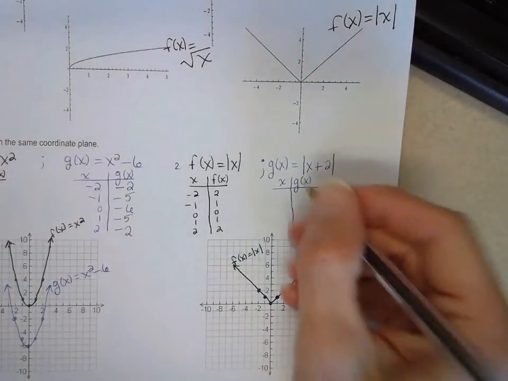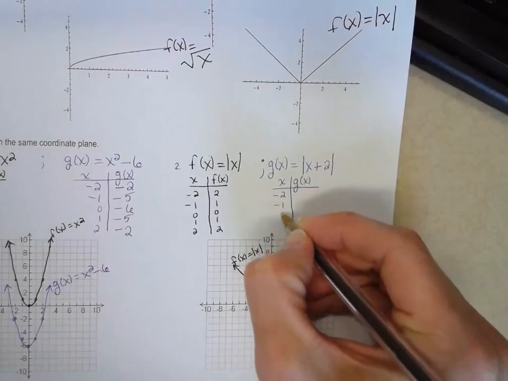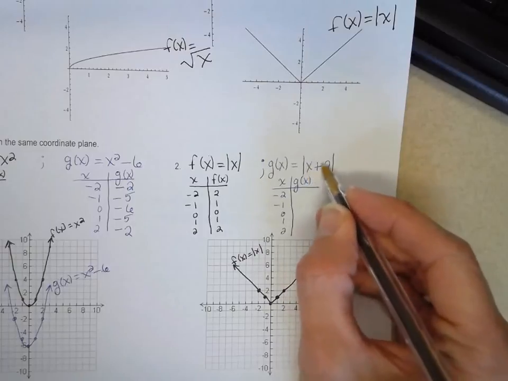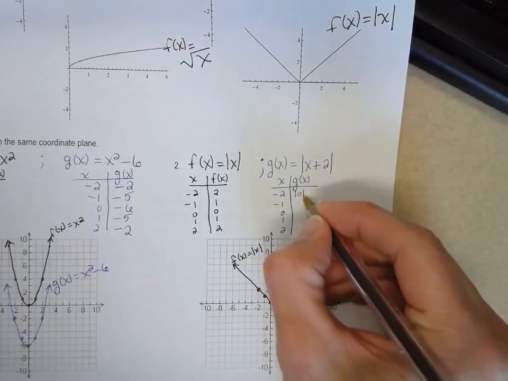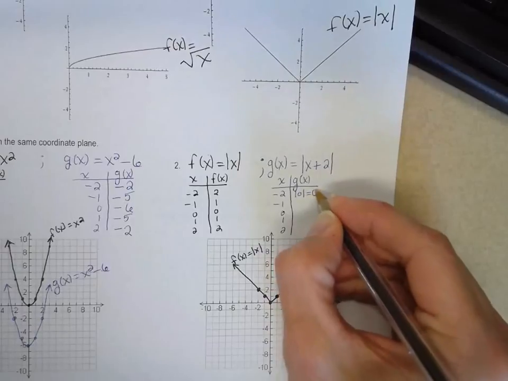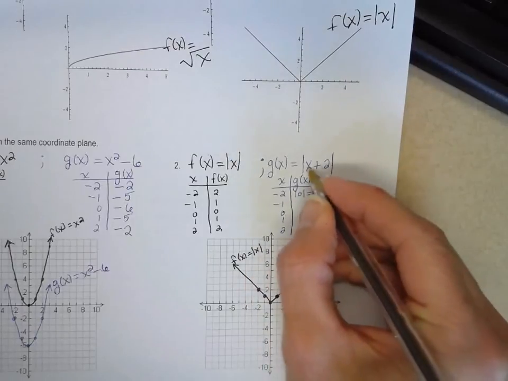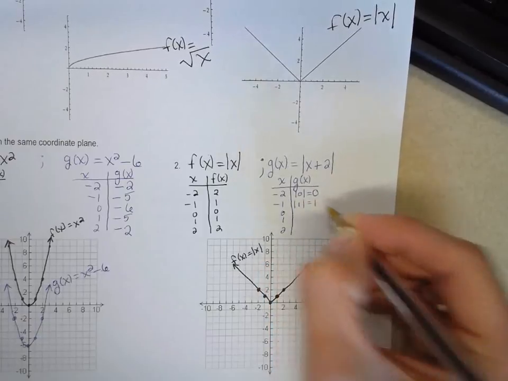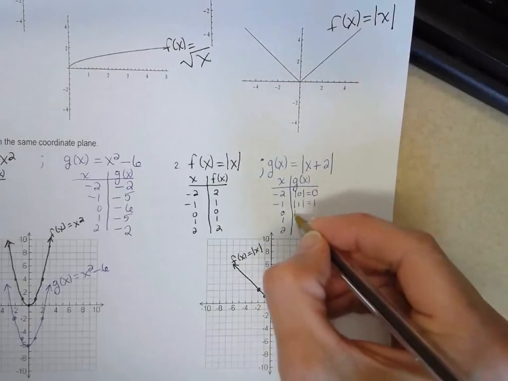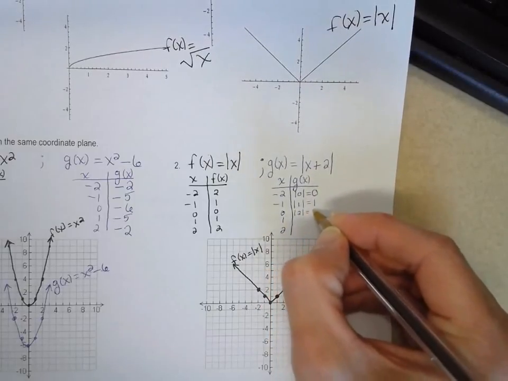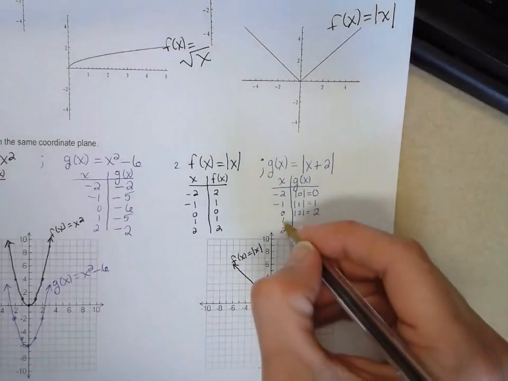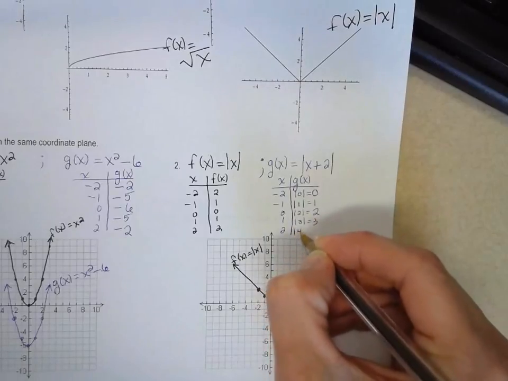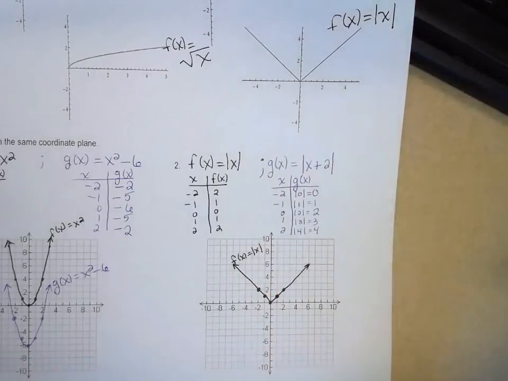So let's say I start with my same values, and then we'll see what we have. So the same original starting points. Here, absolute value of negative 2 plus 2 must be done first, and that becomes absolute value of 0, which is 0. If I sub in negative 1 plus 2 would be 1, and absolute value of 1 is 1. If I sub in 0, I get absolute value of 0 plus 2 is 2, and its absolute value is 2. If I sub in 1, I get absolute value of 3, which is 3. If I sub in 2, I get absolute value of 4, which is 4.